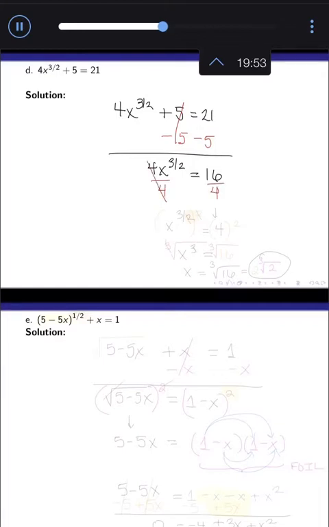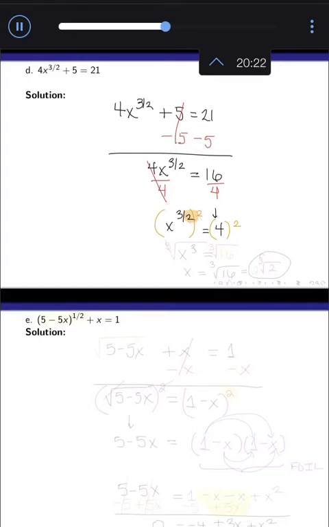That will give me the x to the 3 halves is now equal to, well, 16 over 4 is just 4. Now, the key on this is to remember, what does that 2 on the denominator mean? It means that you have a square root. So to get rid of a square root, we're going to square both sides.